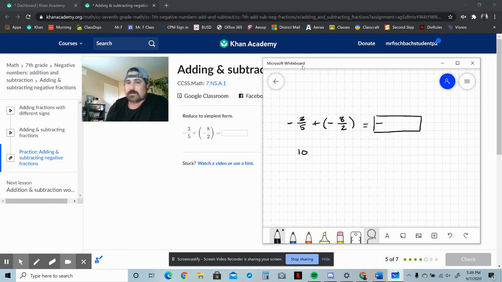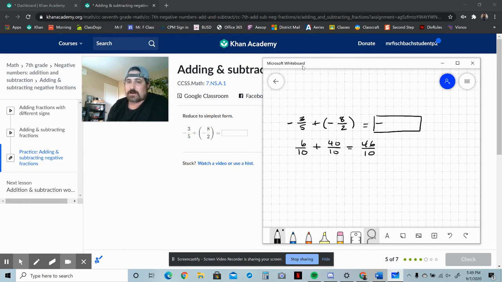What's a common denominator here? 10. So this would be 6/10, because you multiply top and bottom by 2. And we're going to add to that, if I do 2 times 5, I get 10. So that means 8 times 5 would be the top, so it'll be 40. So we have 40/10, and we have 6/10.